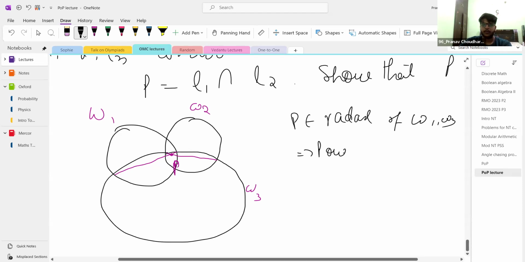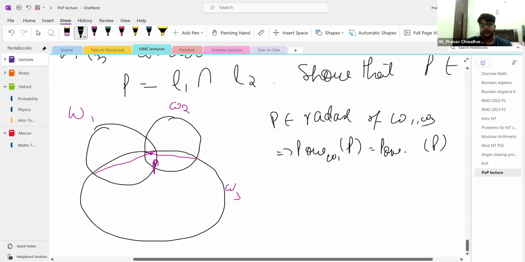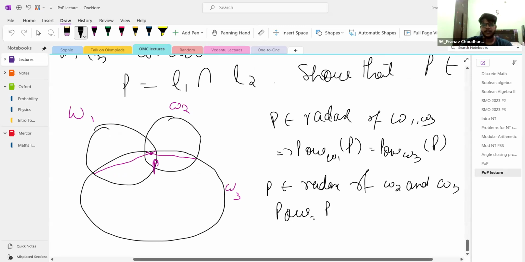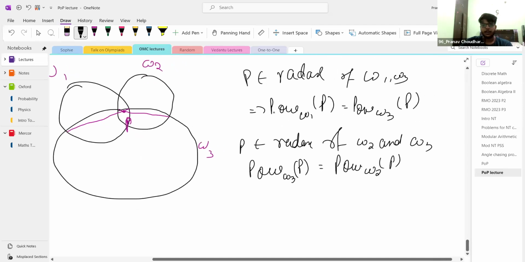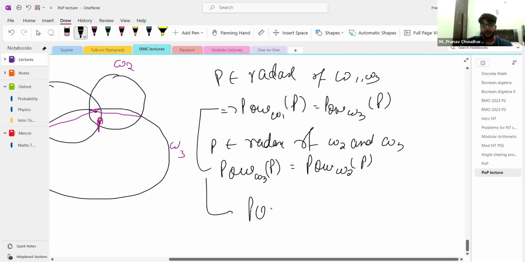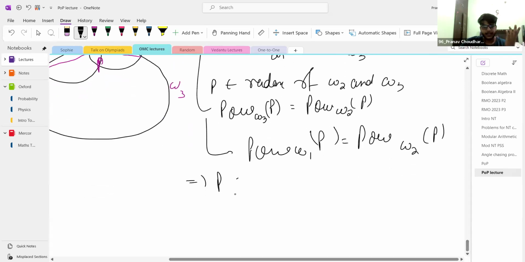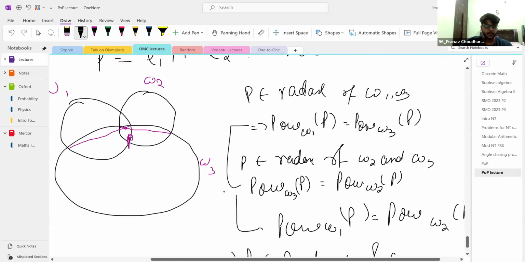This means power of P with respect to omega 1 is same as power of P with respect to omega 3. And P lies on radical axis of omega 2 and omega 3 as well. Which means power of P with respect to omega 3 is same as power of P with respect to omega 2. So combining these two things, I'll get power of P with respect to omega 1 is same as power of P with respect to omega 2. So this just means P lies on radical axis of 1 and 2. So P lies on this line as well.